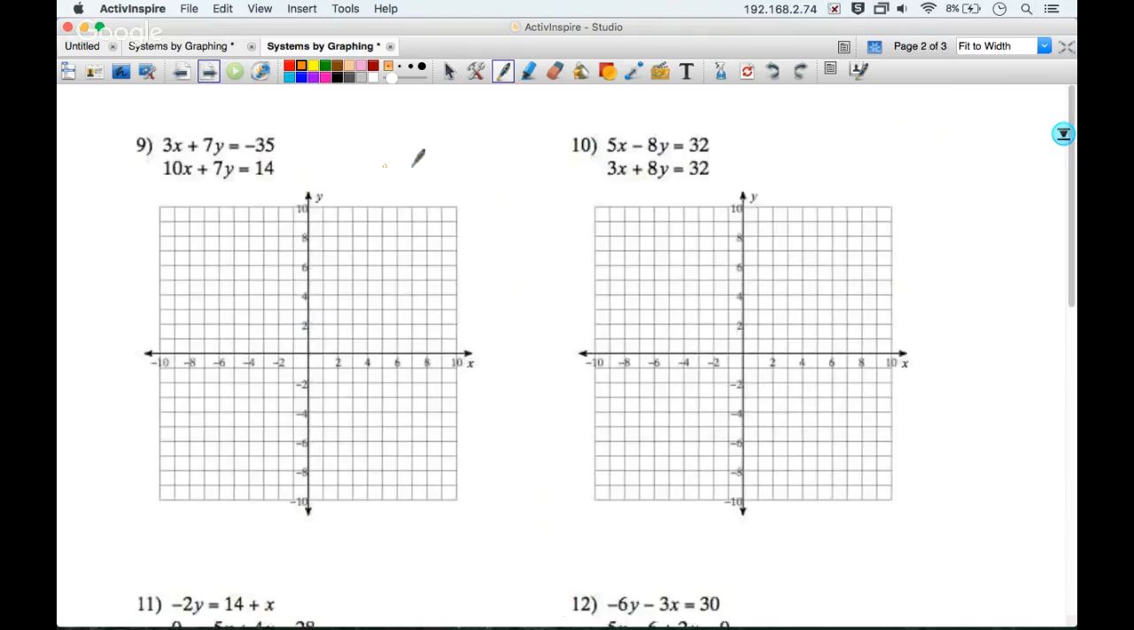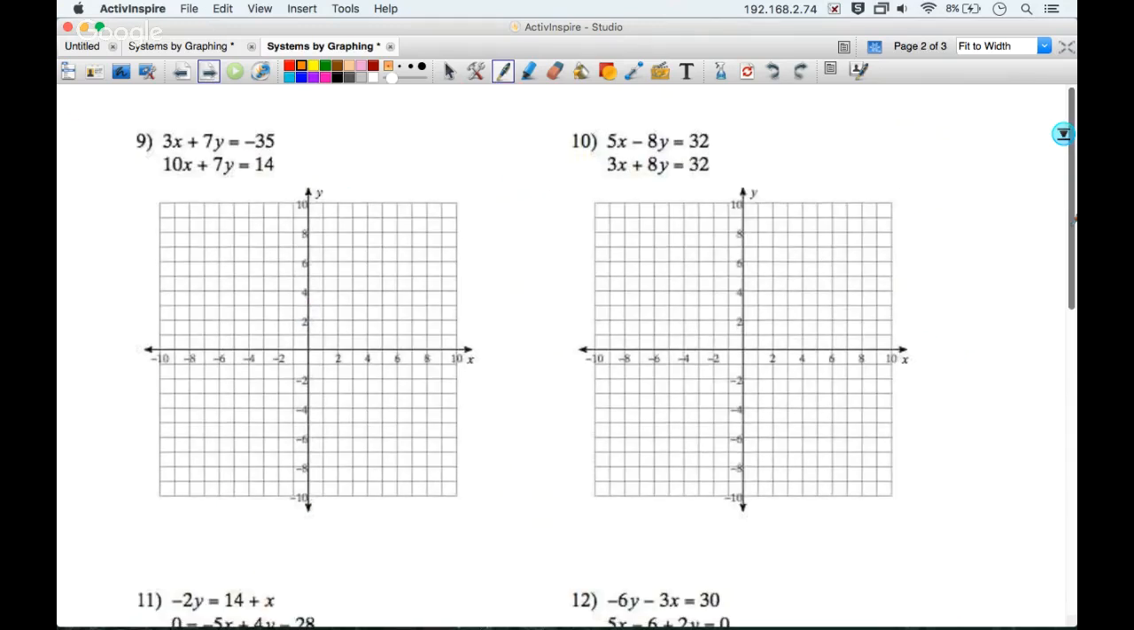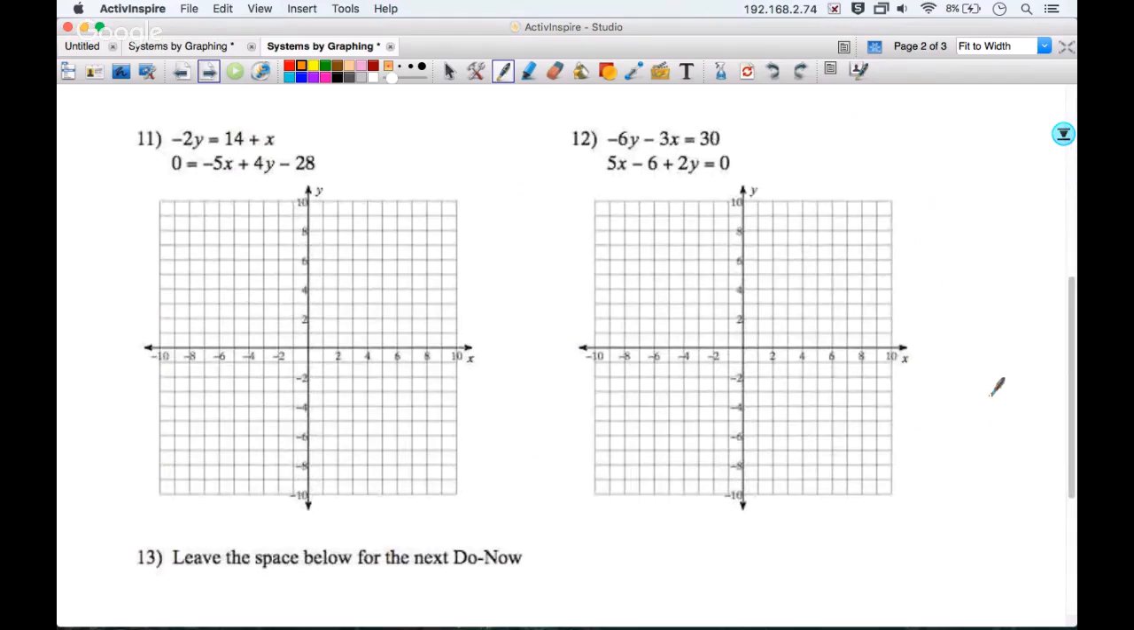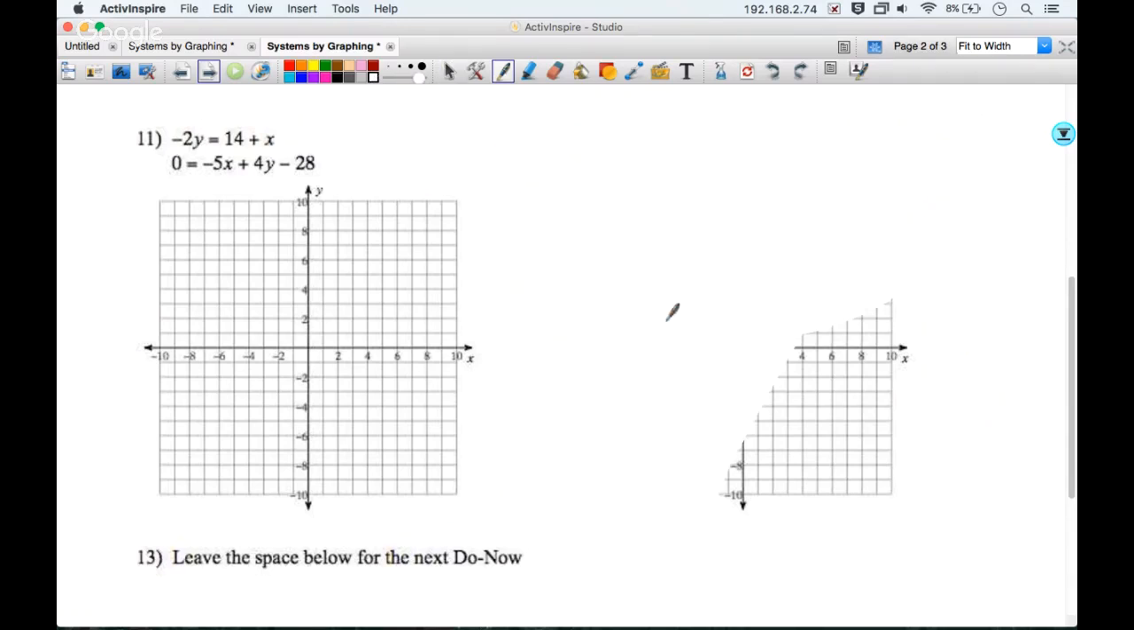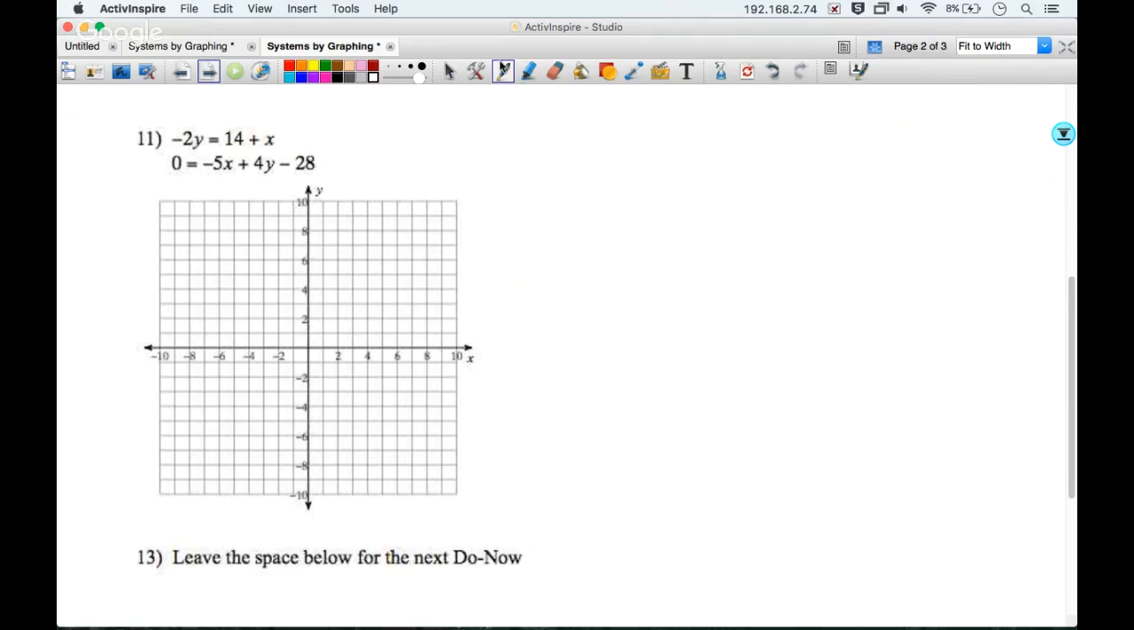All right, one more problem. I want to do problem number 11 on the backside. So this one, it's not slope-intercept form, but it's not even standard form. It's just a jumbled up mess of a form. We got to take that jumbled up mess and convert it into something that we can work with, which is slope-intercept form.